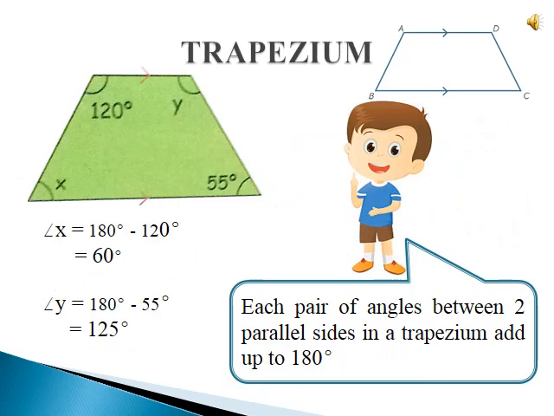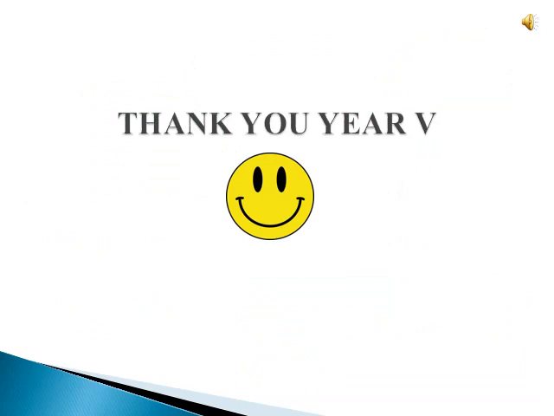Okay, let's study this diagram. In this diagram, we need to find angle X and angle Y. As we all know, each pair of angles between two parallel sides in a trapezium add up to 180 degrees. So angle X is equal to 180 degrees minus 120 degrees, we will get 60 degrees. And for angle Y, you can do 180 degrees minus 55 degrees, you will get 125 degrees. I hope you all understand how to find the angles of these three shapes: parallelogram, rhombus and trapezium.